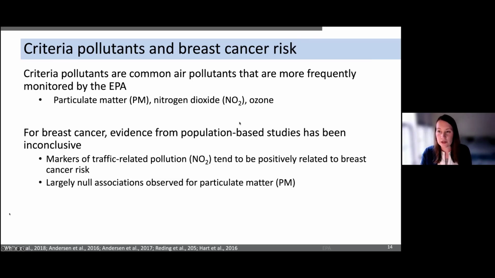And so for breast cancer, there have been quite a few studies that have evaluated air pollution in relation to breast cancer risk. And the findings are really inconclusive, and it really varies based on the pollutant measured. So studies that tend to consider markers of traffic, such as NO2, tend to more consistently observe a positive association, whereas there have been largely null associations for particulate matter.